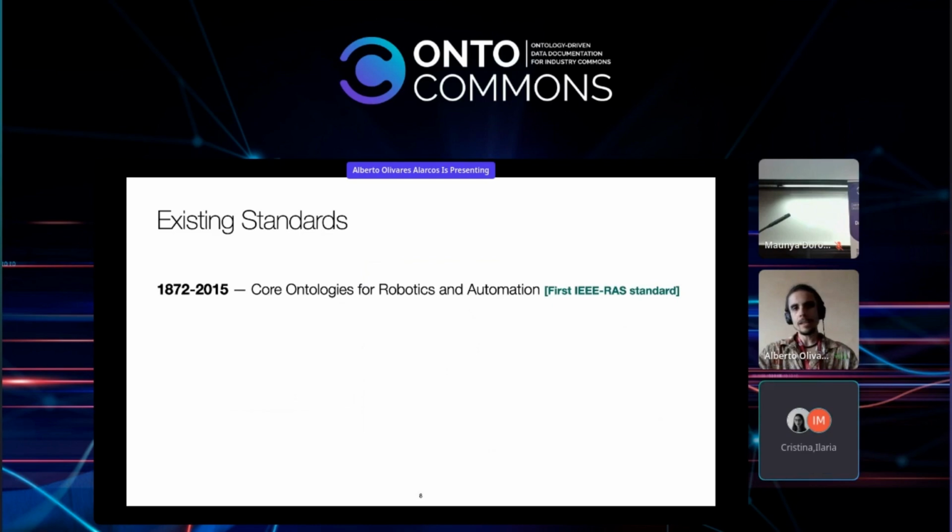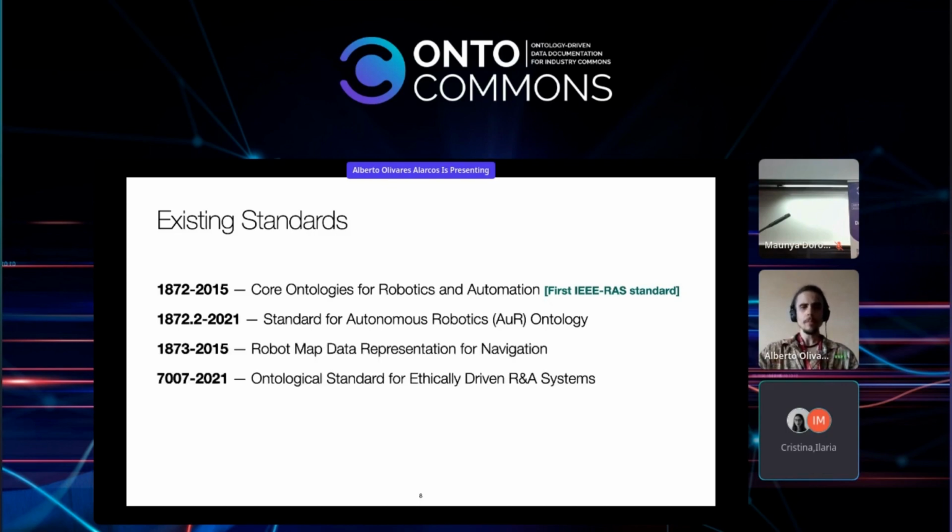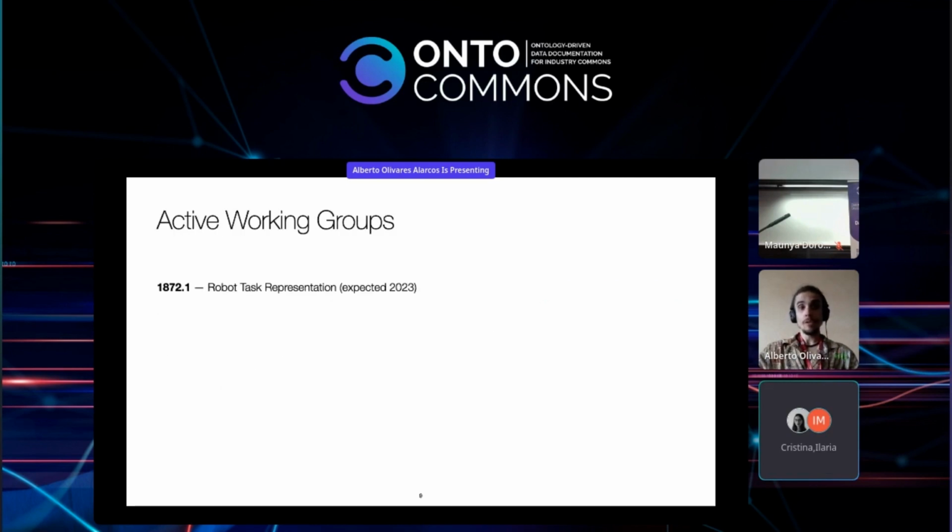So there are several standards that are already published. The first one was the core ontology for robotics and automation. This was the first ever standard from the Robotics and Automation Society, and it was published in 2015. And then there is another standard that is for the autonomous robotics ontology. I was the secretary of this group. And then there are a couple of standards more. One about how the representation of environments can be done in a map for robot navigation, and another one for ethically driven robots. But now there are 10 groups that are active.